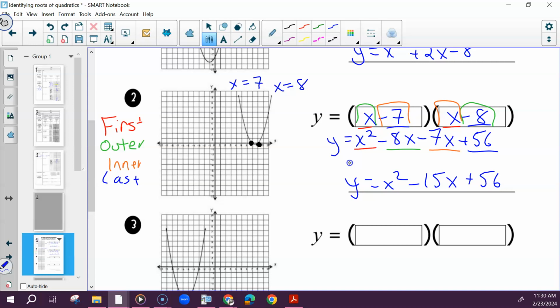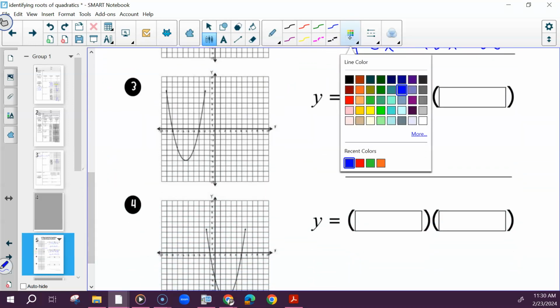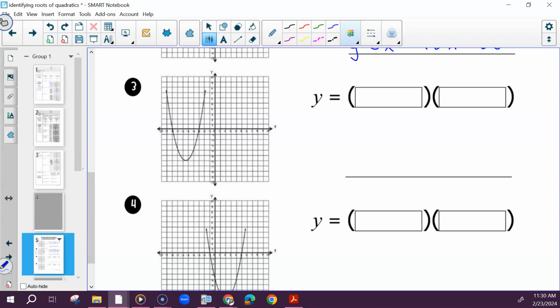3. You need to go back up. Okay. What are the roots for number 3? Negative 8 and negative 3. How would we write that in the parentheses? X plus 8 and x plus 3. Yes.